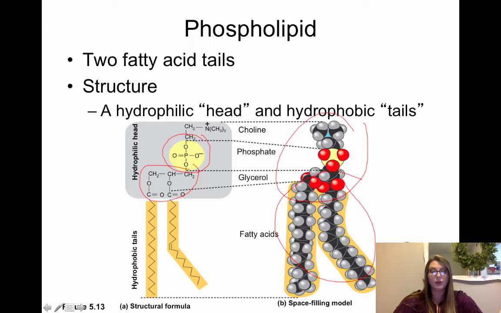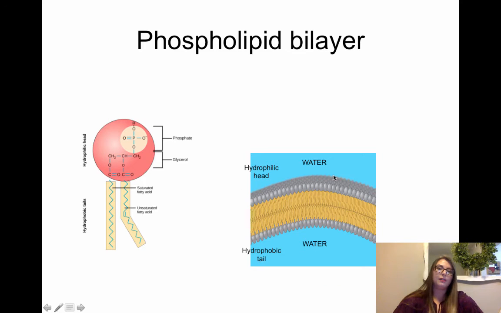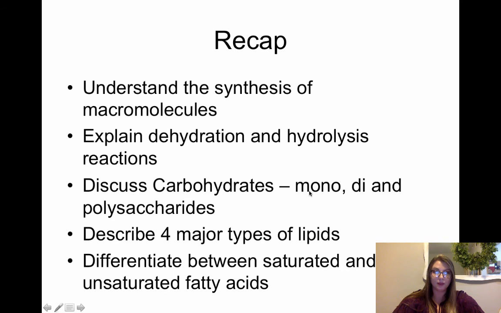So if this were to go into a water solution, our hydrophilic heads would automatically line up towards the water molecules, and our hydrophobic tails would want to go inward. We see that here in our phospholipid bilayer, and we're going to talk about this later on in our cell lecture, but we can see our hydrophilic glycerol phosphate heads facing towards the water on both of these sides, and then our hydrophobic fatty acid tails congregate together inside.